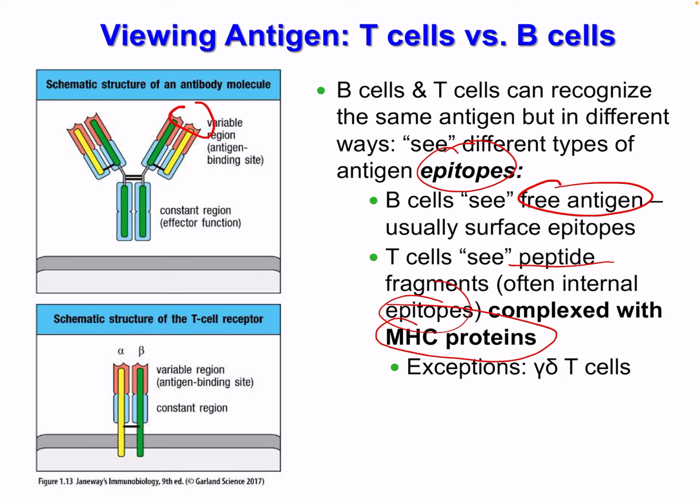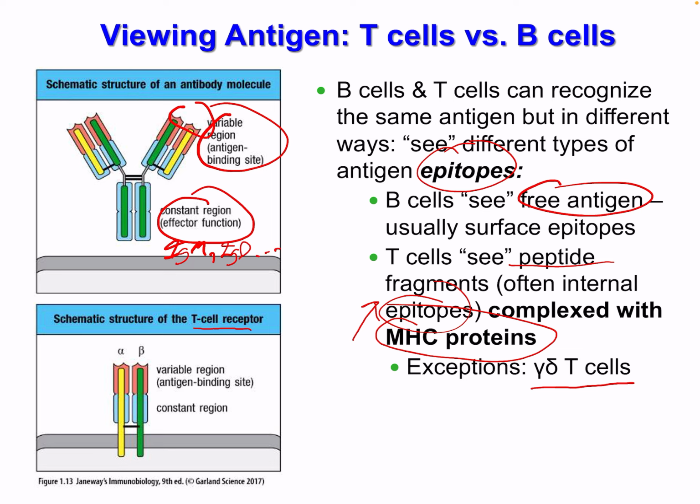So here we can see the differences between a T cell and a B cell. But there are exceptions to this T cell rule before I move on, and it's the gamma delta T cells. But here, again, we can see the antibody with our variable region, where the antibody's antigen binding site is, and our constant region, which is effector function, which determines the class, which again is, for example, IgM, IgD, and etc.